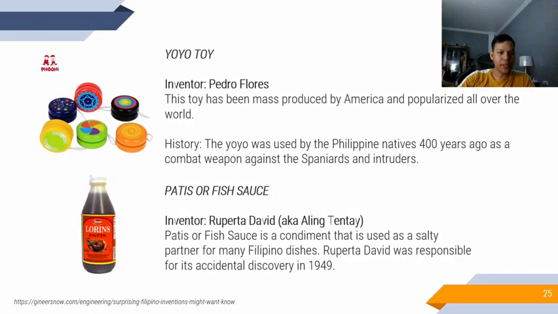So we have some examples here. The yo-yo toy. The inventor is Pedro Flores. This toy has been mass produced in America and popularized all over the world. So the history of this yo-yo: the yo-yo was used by the Philippine natives 400 years ago as a combat weapon against the Spaniards and intruders. So this was invented by Pedro Flores, and it was mass produced in America.